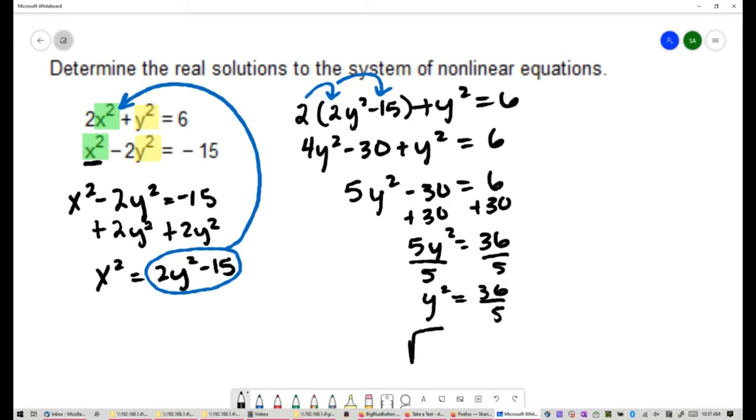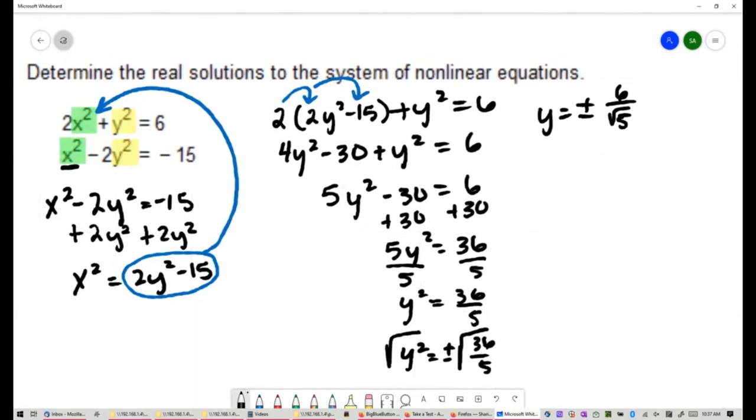And I can take the square root of both sides to get y equals plus and minus 6 over the square root of 5. The square root of 36 is 6. And we have the y coordinate of our ordered pairs, and I can substitute this in to get the x coordinate. So I'm going to substitute into this equation here because it's partially solved for x. We have x squared equals 2y squared minus 15.